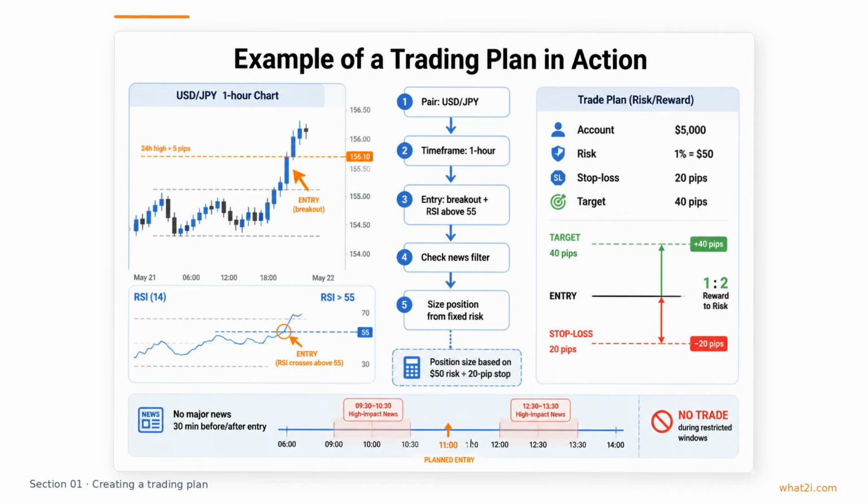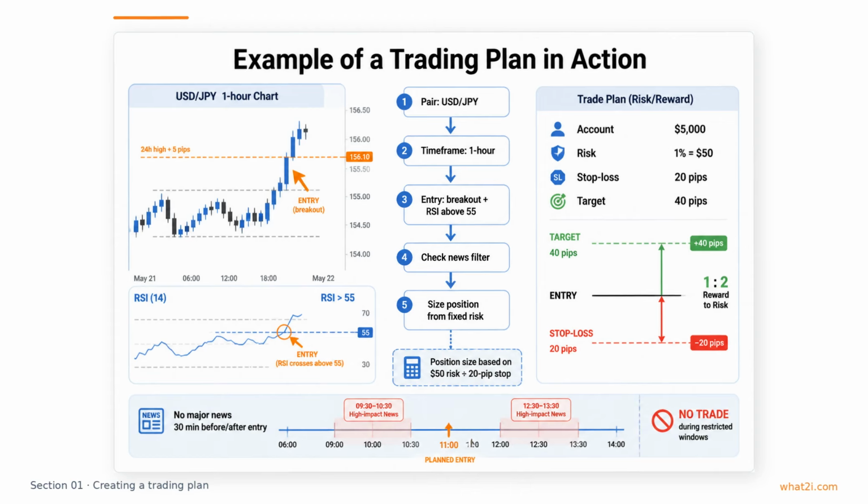Your account is $5,000 and your maximum risk is 1%, so the most you can lose is $50. If the stop loss is 20 pips, position size must be calculated from that distance rather than guessed. The target is 40 pips, giving a 2-to-1 reward to risk structure, and the trade is skipped if major news is nearby. That kind of detail turns a general concept into something repeatable, testable, and much easier to review later.